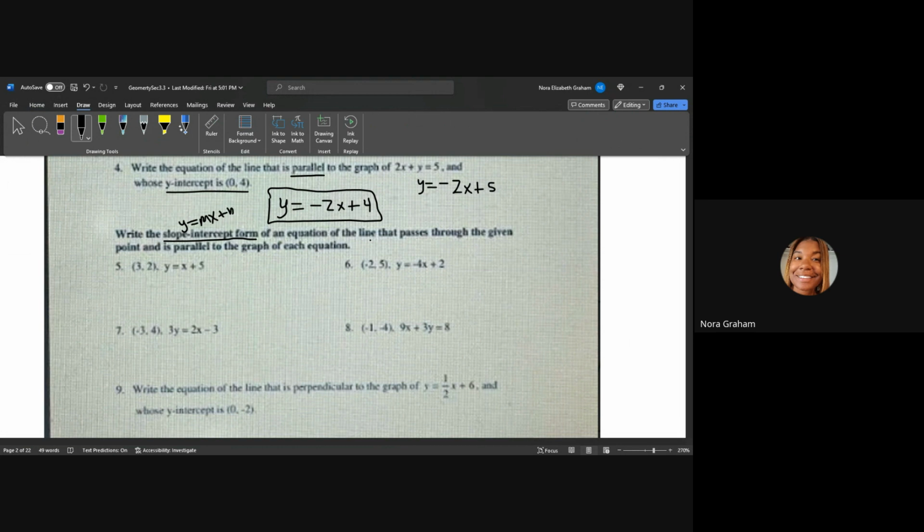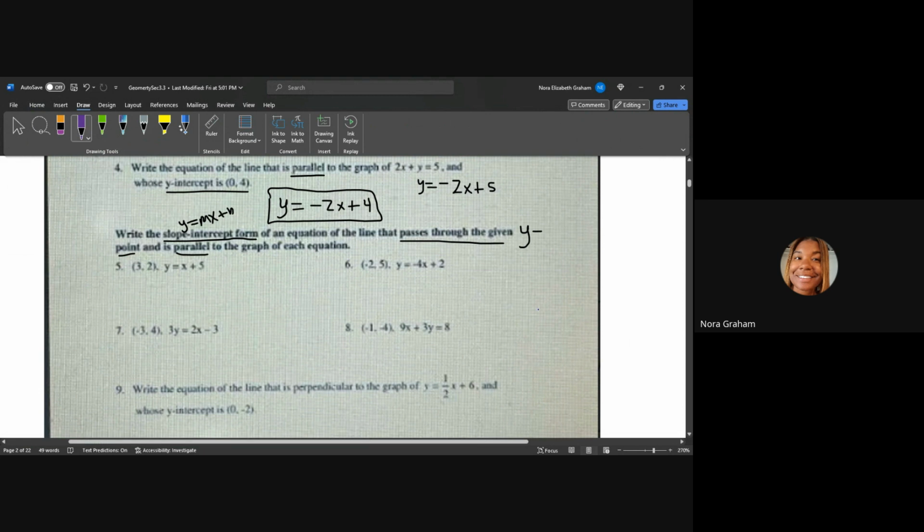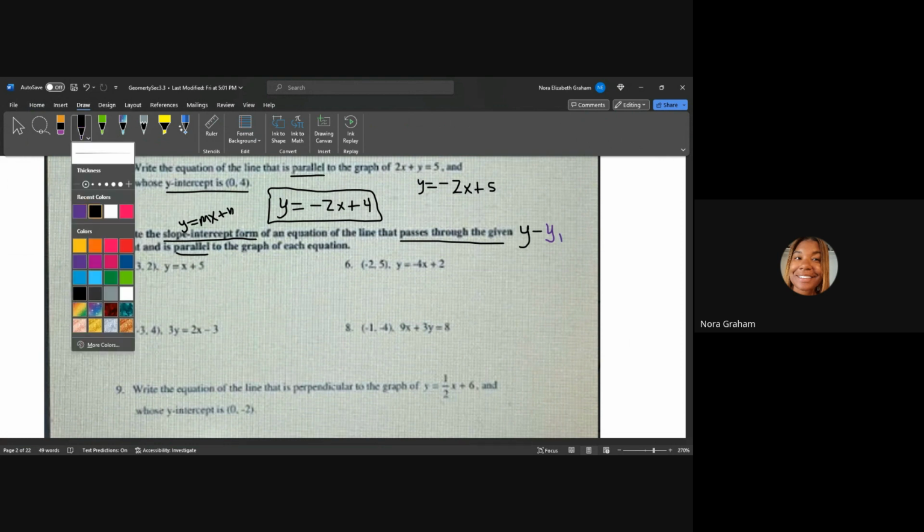Of the equation of the line that passes through the given point and is parallel, same slope, to the graph of each equation. So this is where we have to use a different formula. I'm going to use this formula, which is called the point slope formula. I'll write it right here for you guys. So it's y minus, everything in black is part of the formula. Everything that I write in purple, y sub 1, is going to be things that we substitute into this formula.